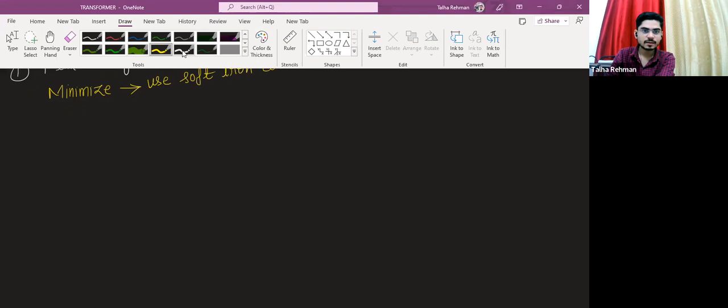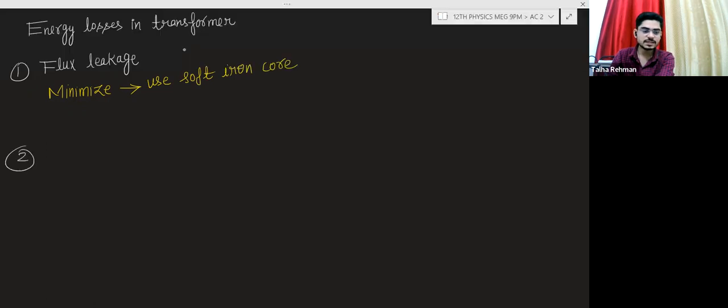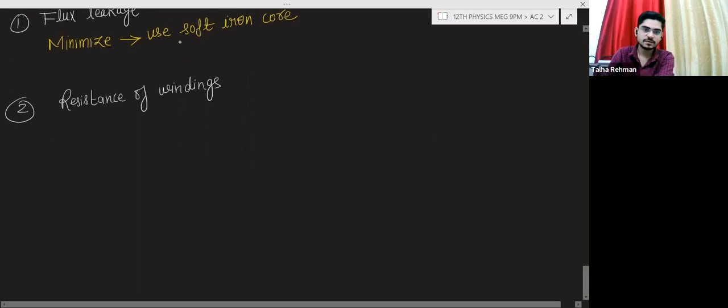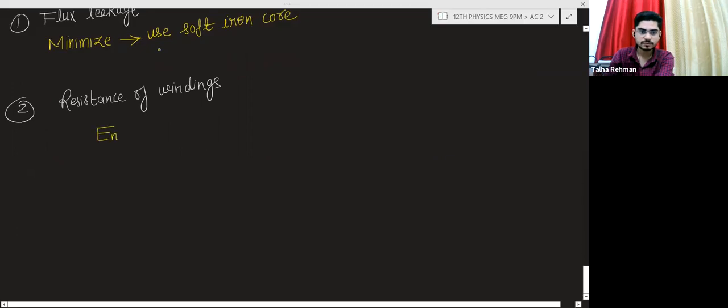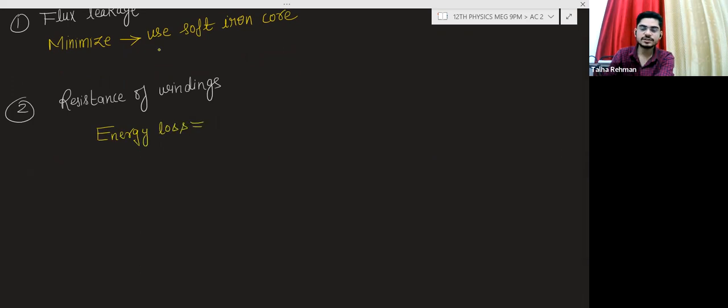Second is resistance of winding, that I have told you. Windings are wire, and wires have some resistance. So there will be heat loss, or energy loss in the form of heat. That energy loss is given by I squared R t, where R is the resistance of the wires and t is the time.